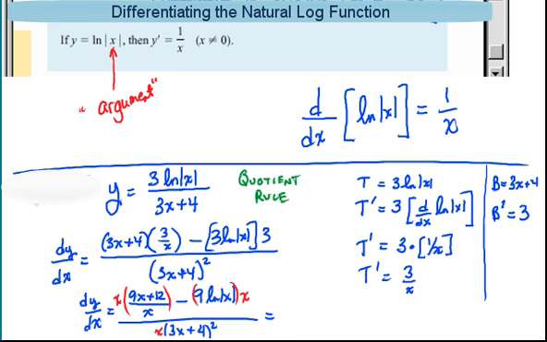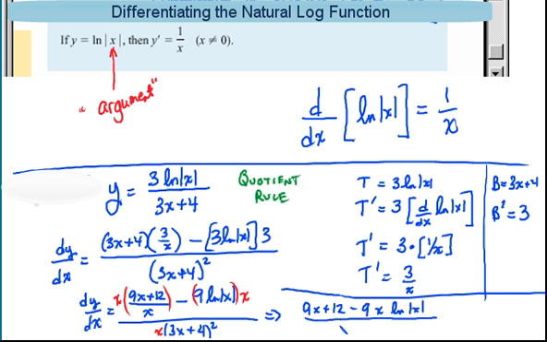So we're going to go to, let me see if I can have enough room to write this, 9x plus 12 minus 9 times x times the natural log of x divided by x times 3x plus 4 quantity squared. That's what we could end up with for y prime. That is called simplifying that complex fraction.